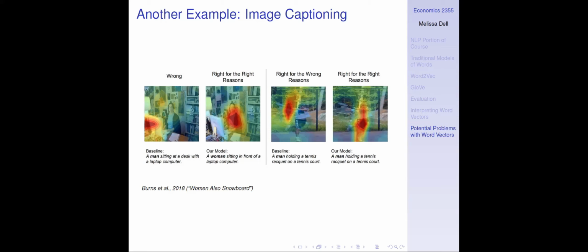They also give an example of kind of right for the wrong reason. So a man holding a tennis racket, and again, when you look at the embedding for man, the part of the image that plays heavily into that is actually the tennis racket, not the man. Whereas their model that tries to de-bias things, it's actually lighting up the man.